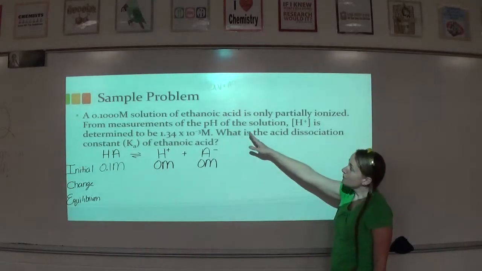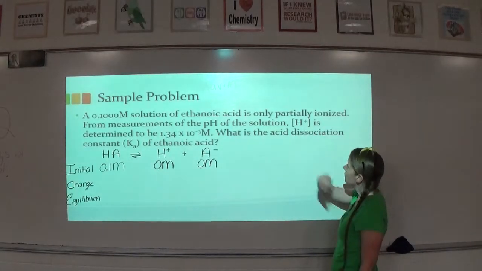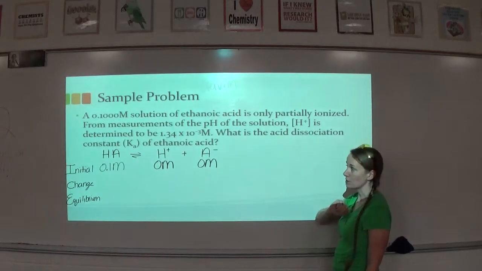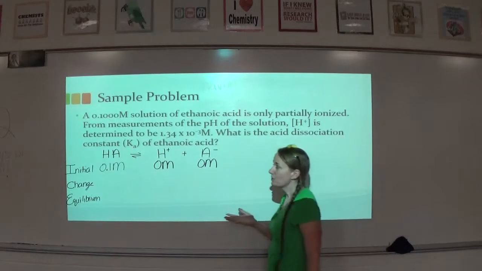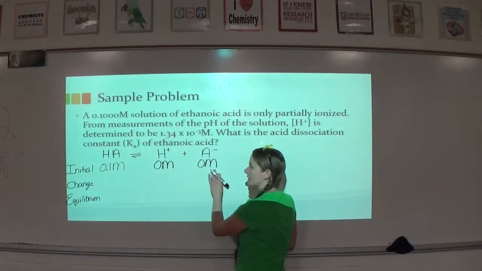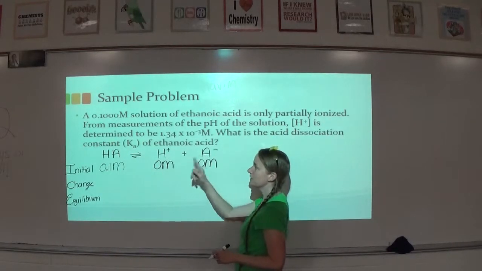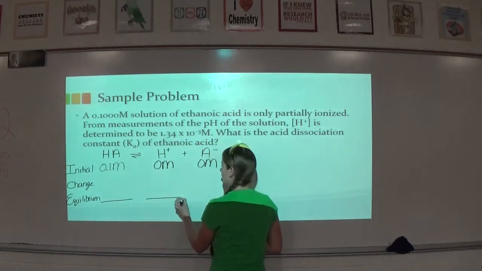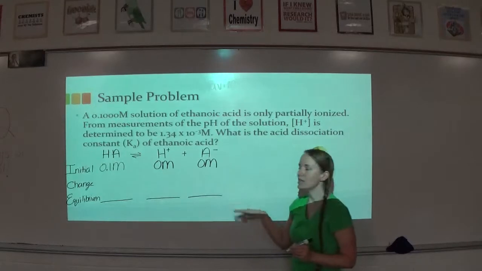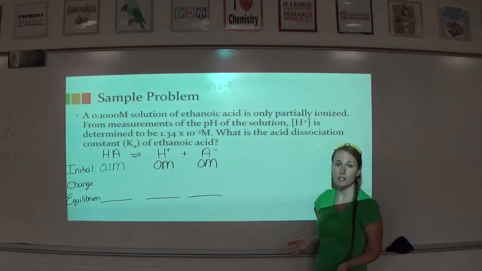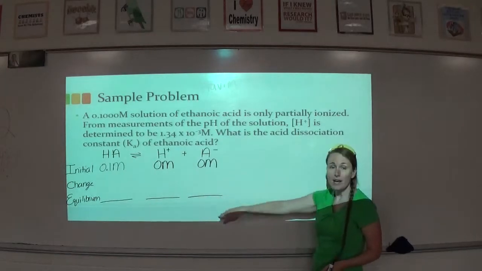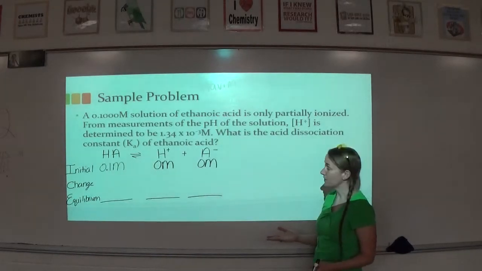All right, so then it says, from measurements of the pH of this solution, H plus is determined to be 1.34 times 10 to the negative 3 molar. So where do we put that, and why can't we just go ahead and plug into Ka right now? Because we have an H plus, an A minus, and an HA. Well, when you plug into your K values, you have to use equilibrium amounts. You can't use initial amounts. So until we get 3 numbers at the bottom, we can't plug into our K formula.